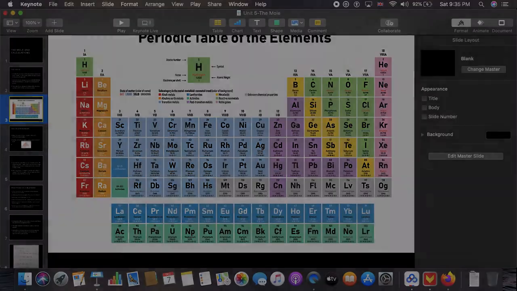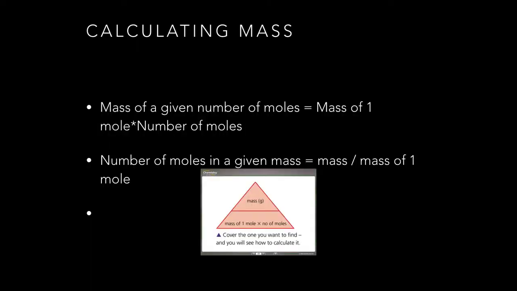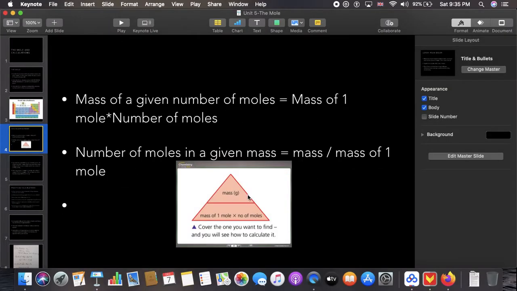Alright. Now, here is the first calculation of the mole, which is calculating the mass. Now, the mass of a given number of moles equals the mass of 1 mole times the number of moles. That's pretty straightforward. Now, the number of moles in a given mass equals the mass divided by the mass of 1 mole. So here is the calculation triangle. You can see that the mass in grams of a substance that you want to find equals the mass of 1 mole of that substance times the number of moles there is. Now, you just cover the one that you want to find, and then you'll know how to calculate it.